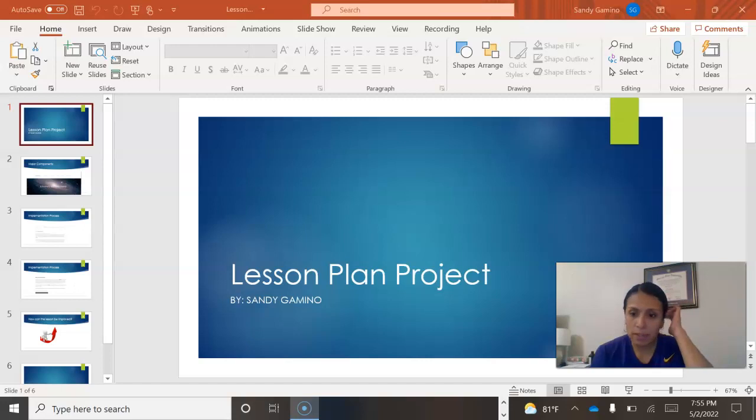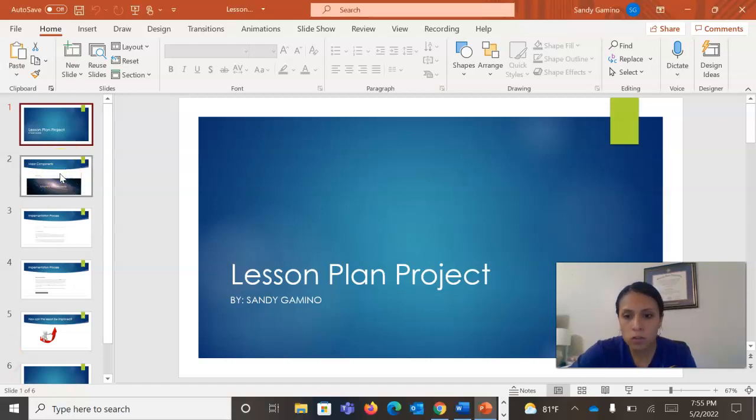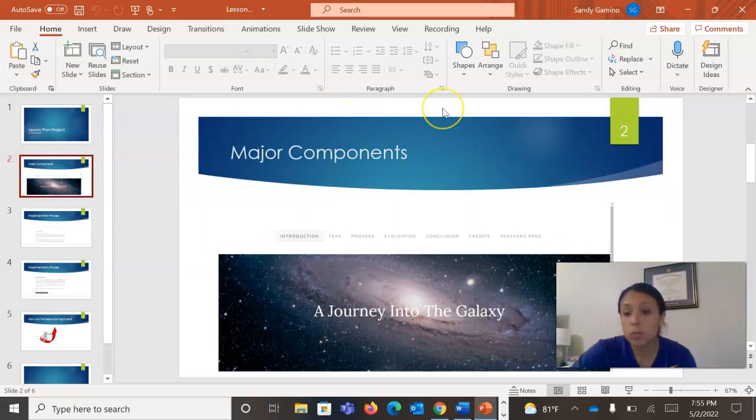I'm going to be presenting my lesson plan. So this lesson plan is a math and science lesson, and it was geared towards fourth grade students. And one of the resources that I used to implement this lesson was Webquest. And as you can see here, these are the major components of the Webquest.